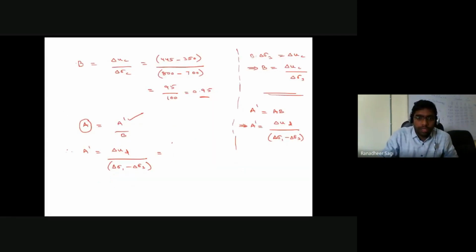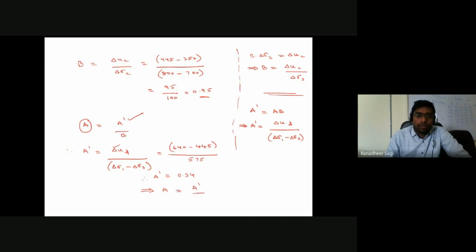So it's nothing but 640 minus 445. You can see this representation: the increase in pore water pressure only because of the applied deviatoric stress, divided by the increment in stress in the vertical direction, which we call the deviatoric stress, given as 575 kilopascal. So this is equal to 0.34. Once the A dash value is 0.34, I can simply say A is equal to A dash by B, which is 0.34 divided by the B value 0.95.